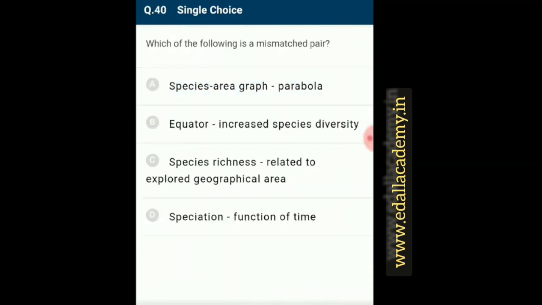Question number 40. Which of the following is a mismatch? Here four statements are given. Out of the four statements, statement A, species-area graph, that is a parabola, is incorrect. B, C and D are correctly given. So the mismatched one is option A.